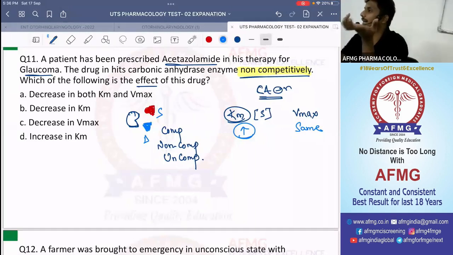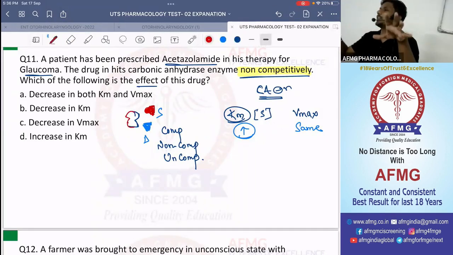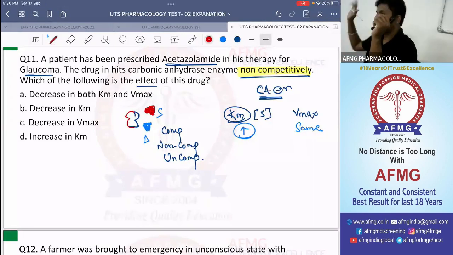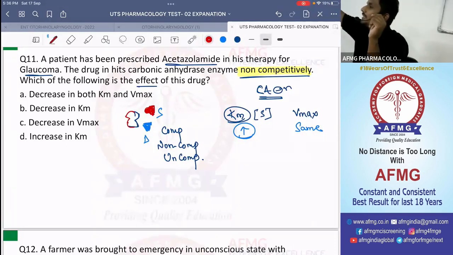for the drug to bind. Okay, so there is no competition. Anytime, even if we increase the concentration of the substrate, the inhibitor or the drug is going to bind at any cost.